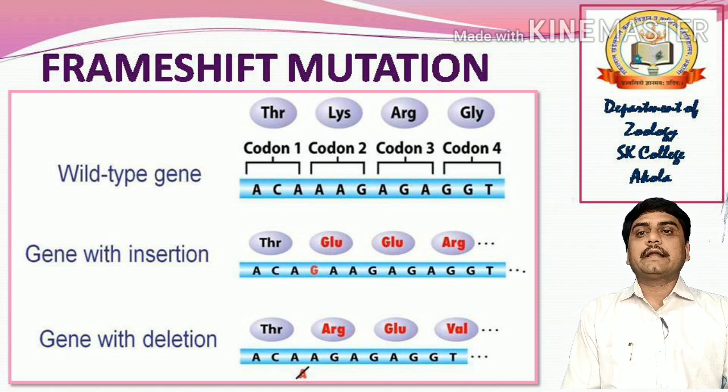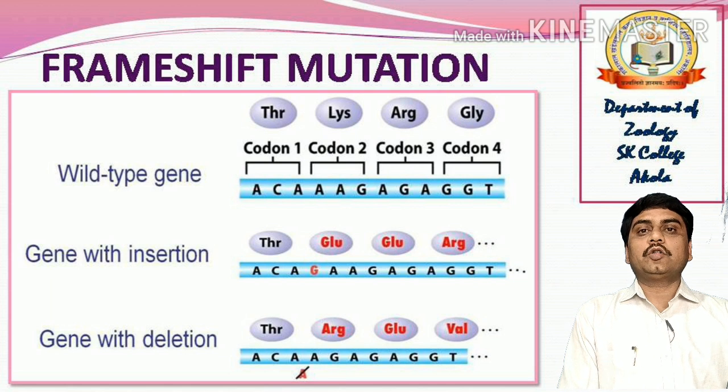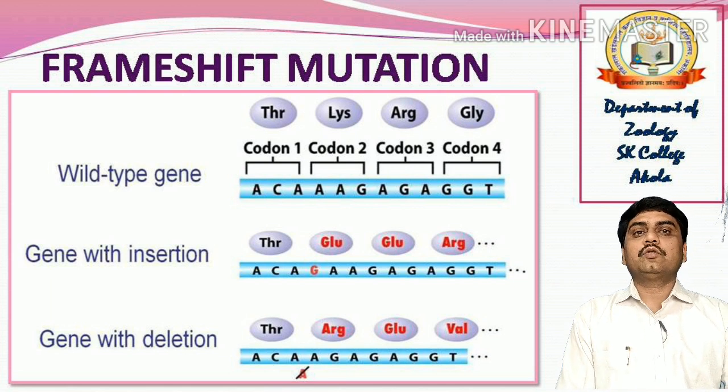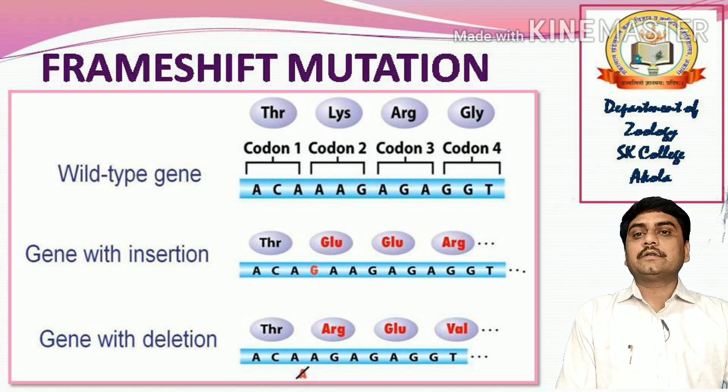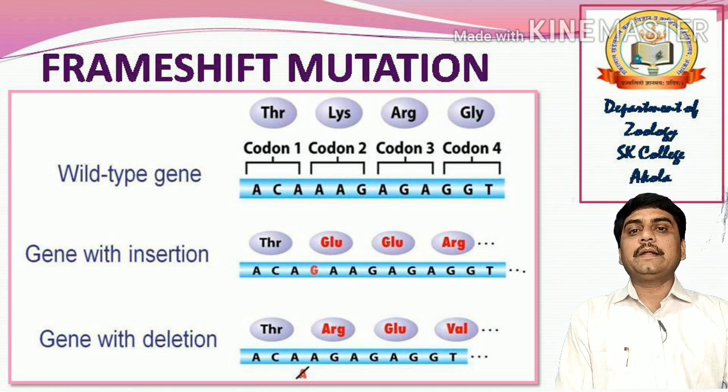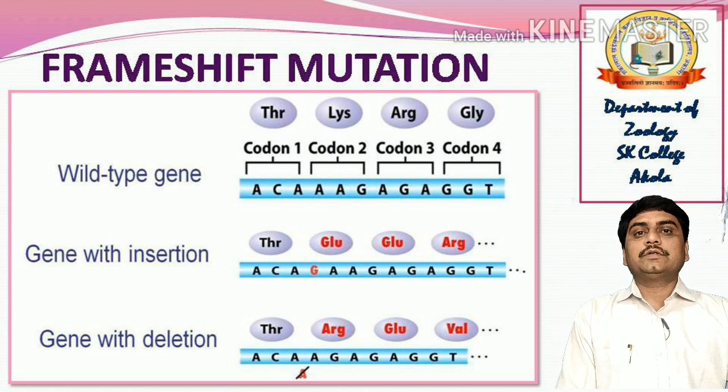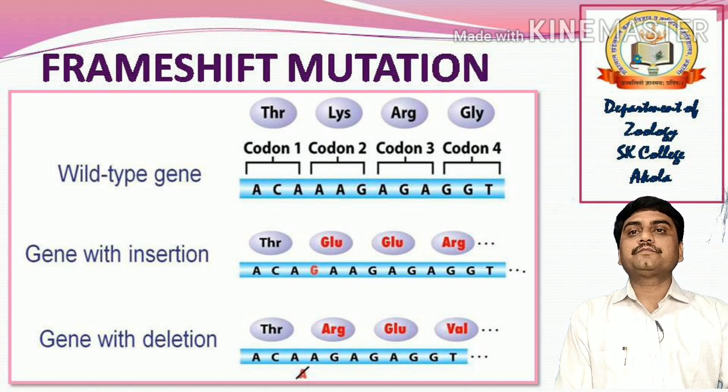Again, in the third diagram, the wild type gene is the normal gene, with codon 1, 2, 3, and codon 4 also there. In the gene with insertion, if the A changes to G, it gives glutamine or glutamic acid. In the gene with deletion, if you replace the A, it will code for arginine, and the rest of the sequence will also change. So this is about the third diagram of the frameshift type of mutation.